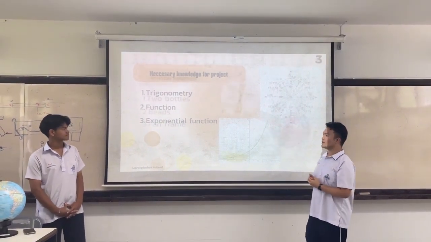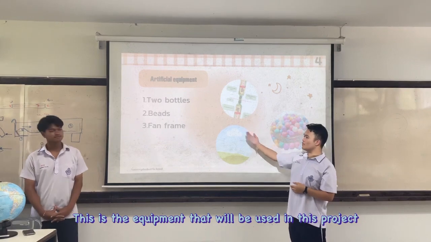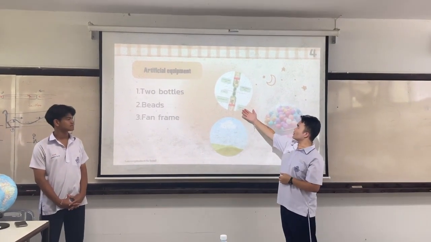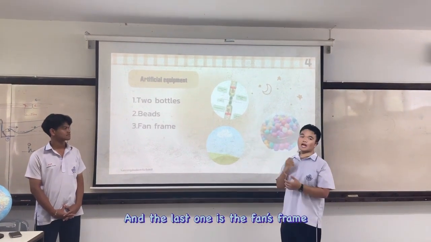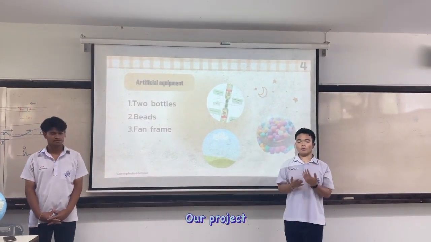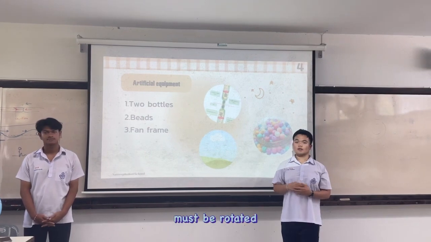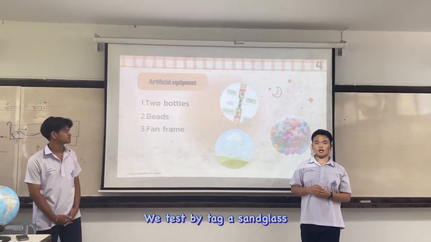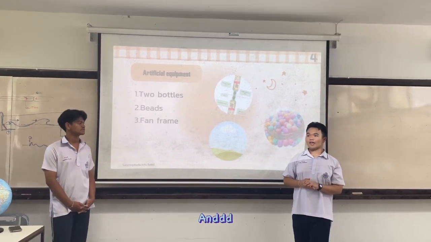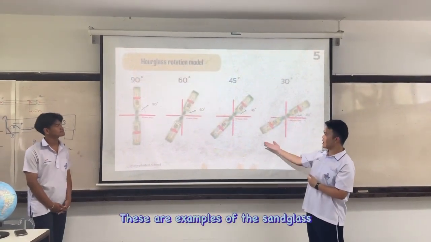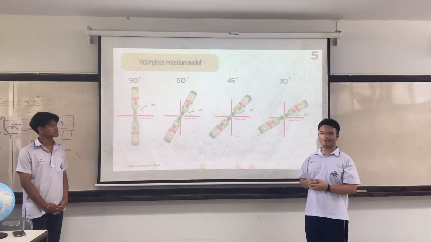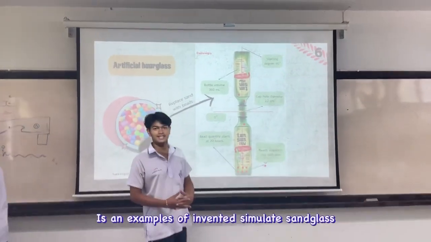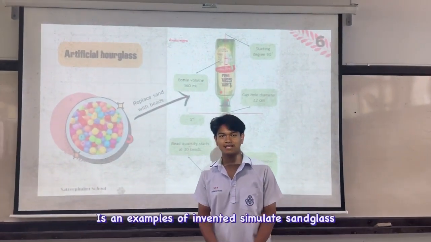Next, this is the equipment that will be used in this project. These are two empty bottles. These are the beads. And the last one is the fan frame. Our project, a sandglass that must be rotated, so we test by tacking a sandglass on the fan frame. And these are examples of sandglass in different degrees. Next is an example of our invented seamless sandglass.